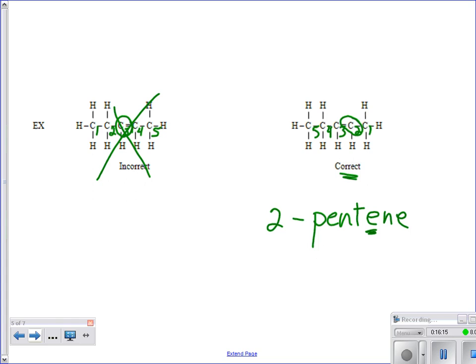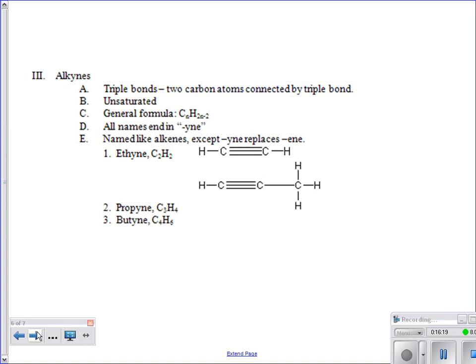All right? All good? So we move on to our alkynes, and just like you would think, we've got our triple bond going on here, and our ending is going to be an -yne.